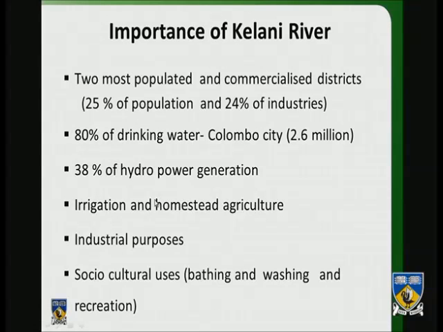So why is this river important? The river drains through the most important, most commercialized and populated districts of Sri Lanka, Colombo and Gampaha. These two districts hold 25% of the country's population and 24% of industries. So it is heavily industrialized and heavily commercialized. This river provides 80% of the drinking water, for about 2.6 million people. And if you take hydropower generation, 38% of the country's hydropower generation comes from this river.